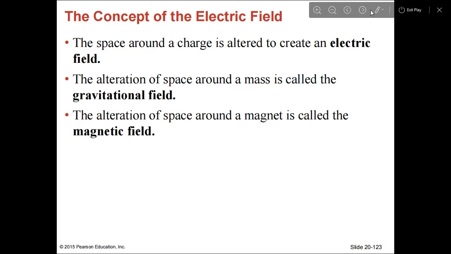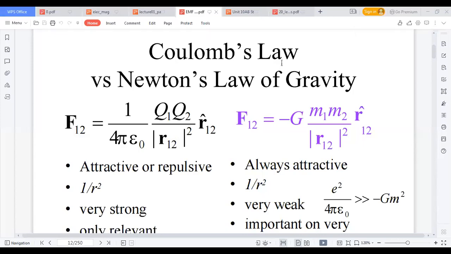In our first lecture of this Physics 2, we discussed two fields: the gravitational field and the electric field. So we are reviewing some concepts of this. In our previous lecture we discussed Coulomb's law versus Newton's law of gravity. This is the mathematical representation of Coulomb's law for charges Q1 and Q2: if their distance is r, then we get the force between these two charges like this.